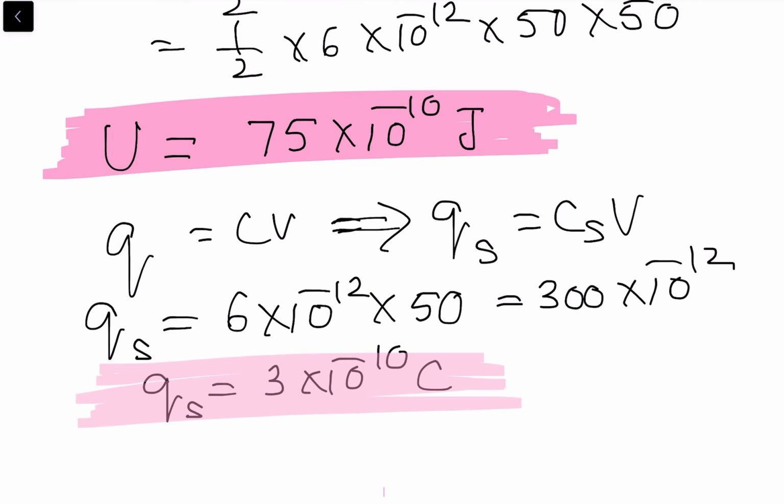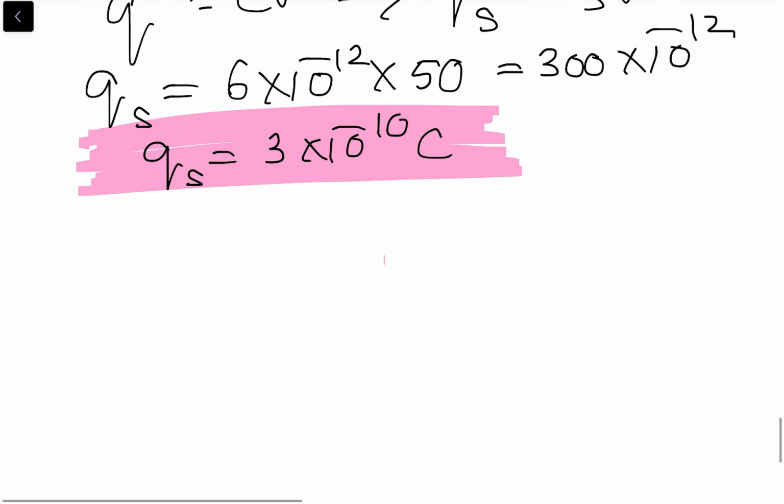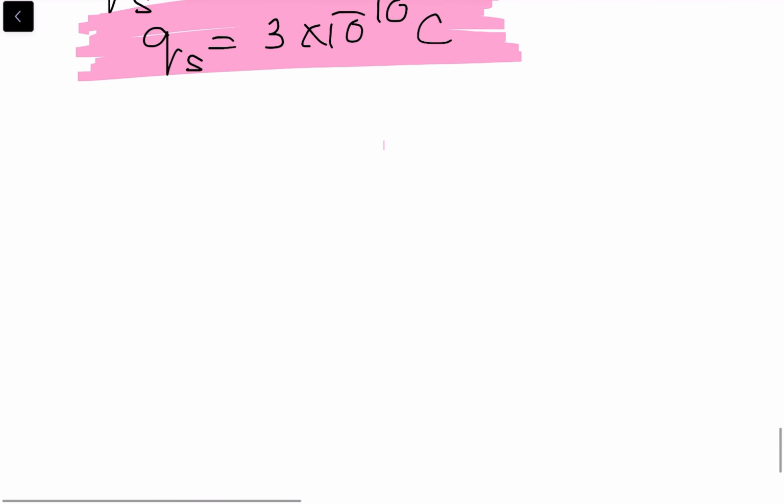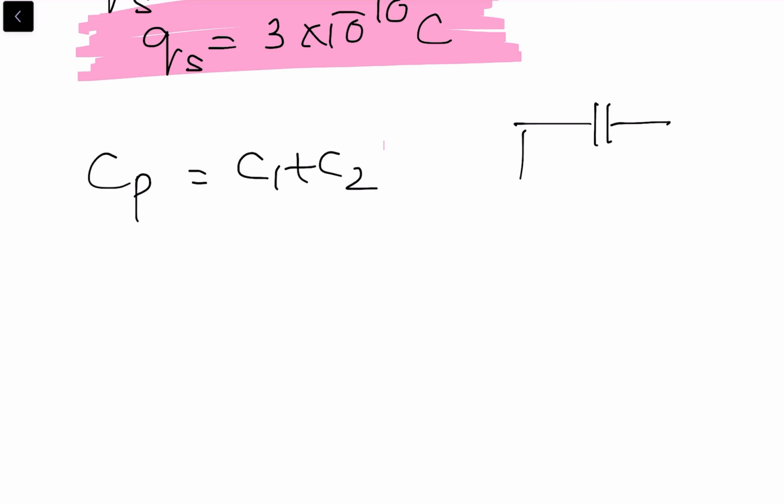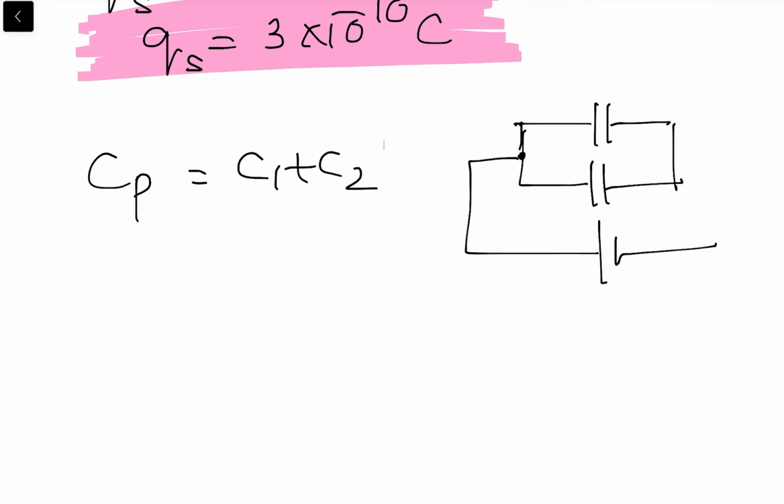So this problem is not over. They also asked us to find the same thing for the parallel combination. So for the parallel combination, it is simple because the parallel combination formula is quite simple. That is CP is equal to C1 plus C2. So parallel combination comes like this. Two capacitors are connected in parallel. Then this is given to a positive terminal and this is given to a negative terminal.